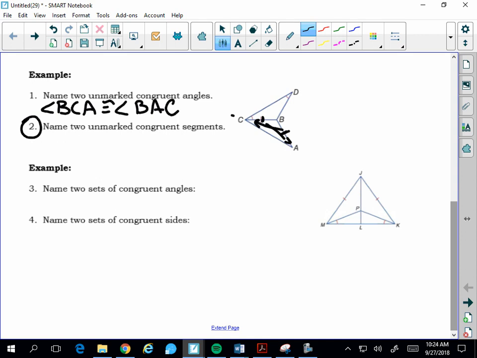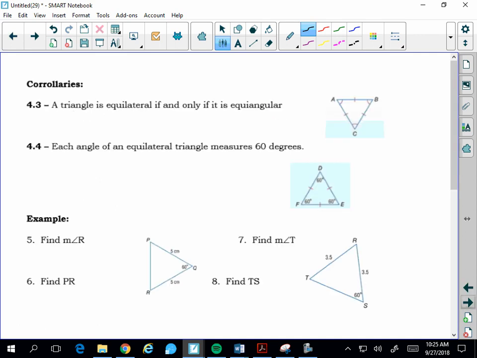And actually, now, why don't you try numbers 3 and 4 as well? It's using the same ideas, using our isosceles theorem and the converse of that. So use those and see if you can figure out those two sets of congruent angles and congruent sides. And once you are back, let's move on to the back side.